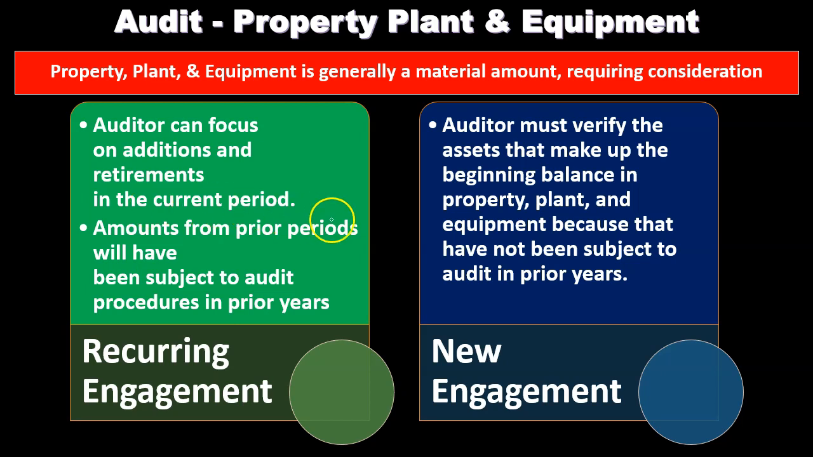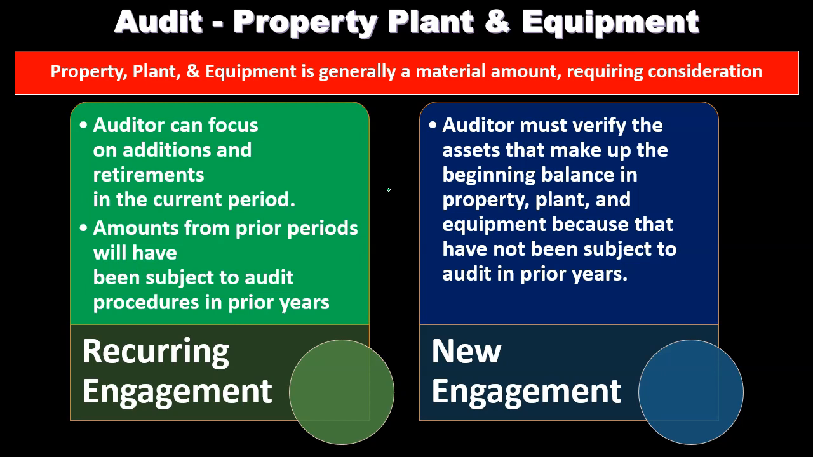So if we have a new engagement, however, the auditor must verify assets that make up the beginning balance in property, plant, and equipment because they have not been subject to audit in prior years. In other words, new engagements, if we're taking on a new client that we didn't audit last year, are going to be much more complex with regards to property, plant, and equipment because we can't rely on prior year audits for the beginning balances.